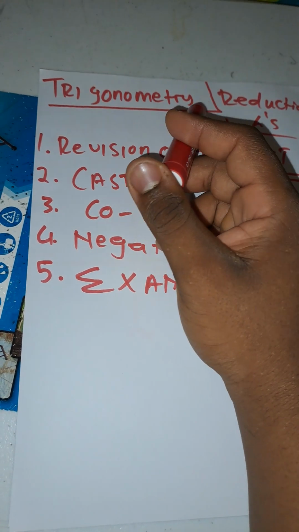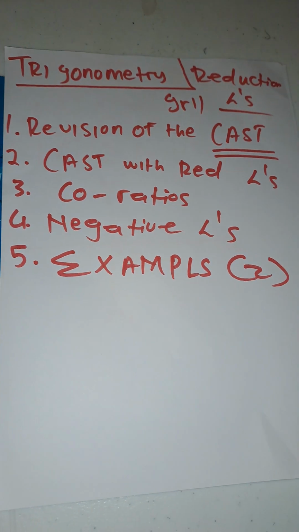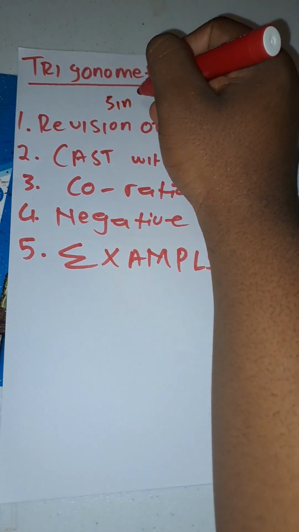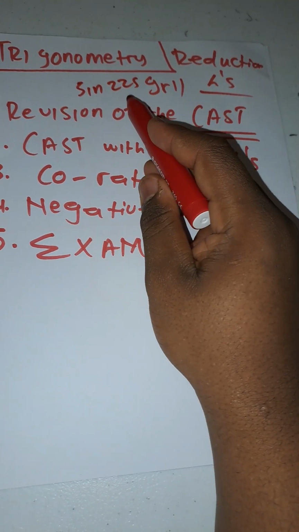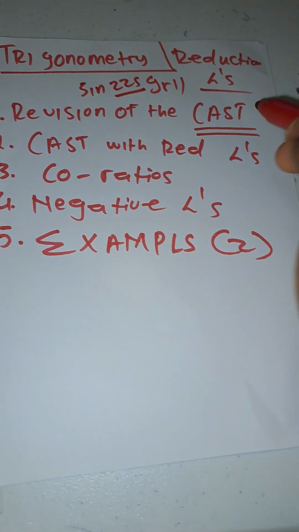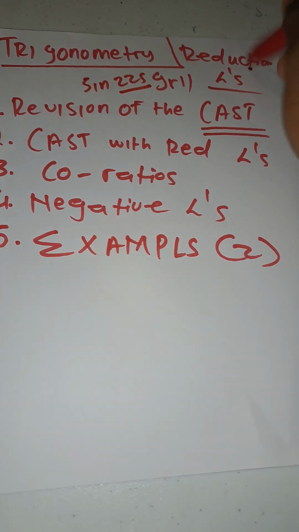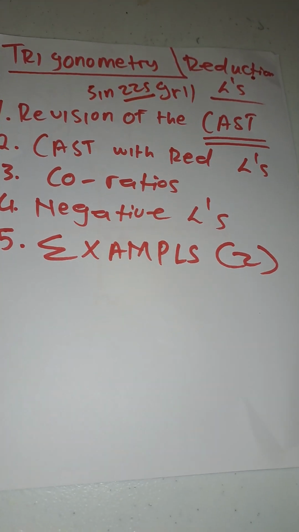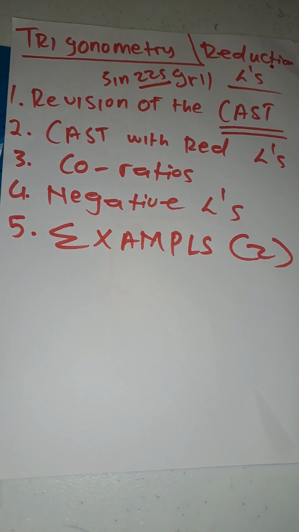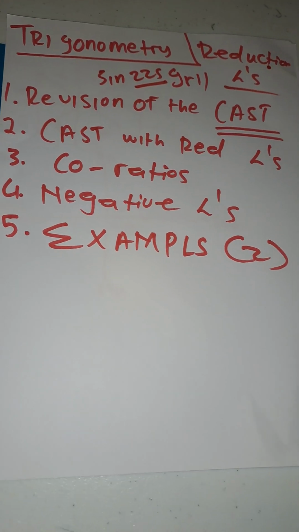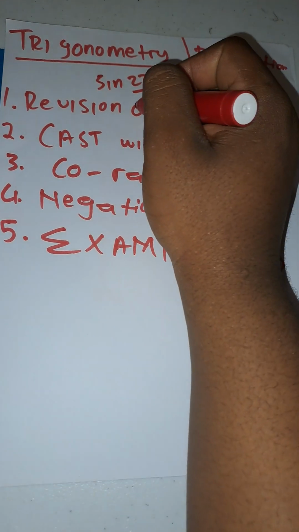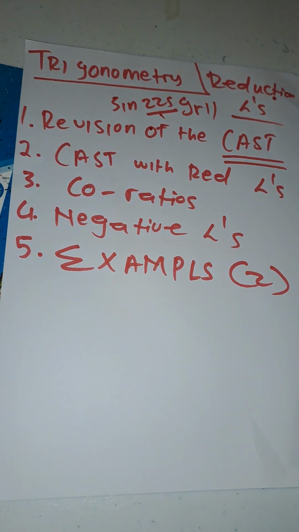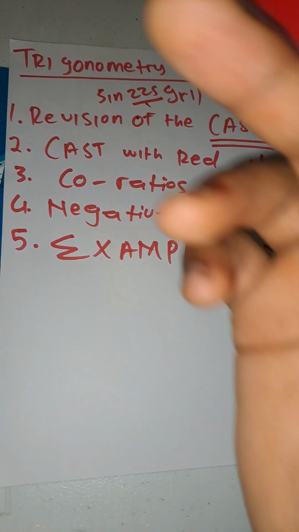So we have trigonometry reduction angles, whereby we reduce an angle. Now I have maybe sine 225. It's too much, so I use these reduction angles to reduce this so that it can be a usual angle, like maybe reduce this to be sine 45. You understand? Because there's marks.